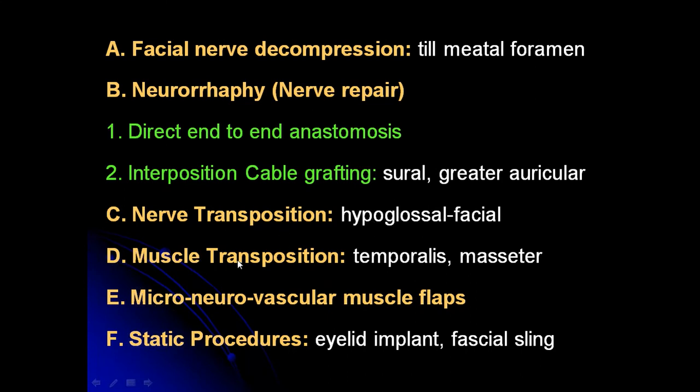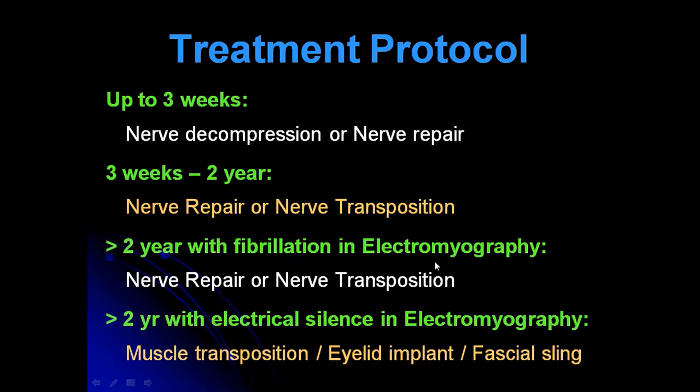If the muscle is not functioning at all, transposition of the muscles can be done. Temporalis can be taken and put over here, and masseter muscle. And muscle flaps can be done. Static procedures can be there. If the eyelid is not closing, you put a gold implant, 1 gram of gold, and then you can go for the eyelid implant or facial slings. So these are all different operations that are being done.